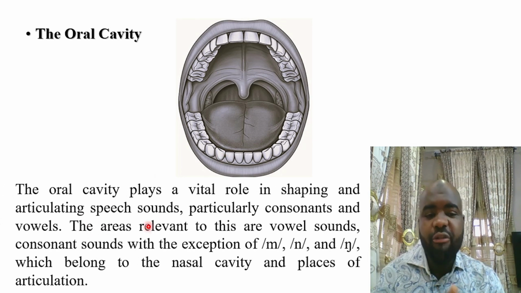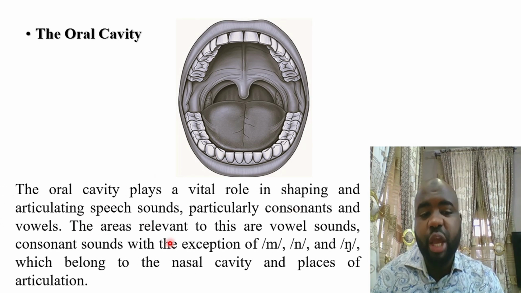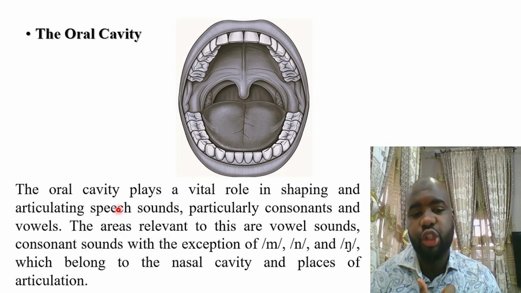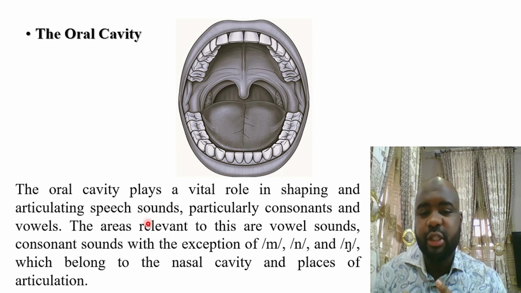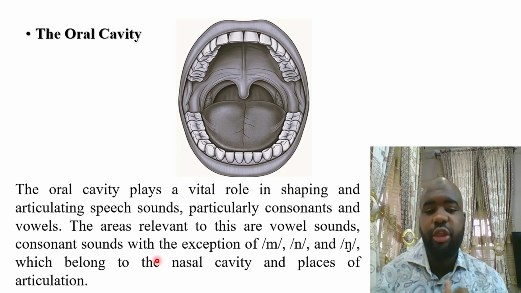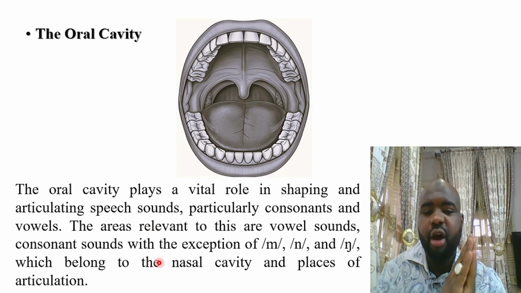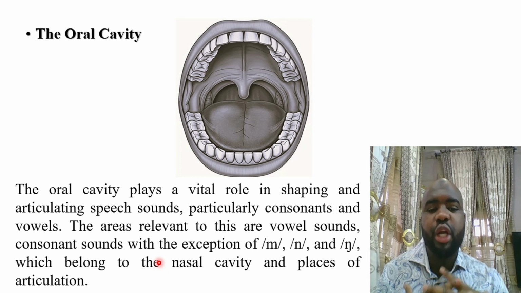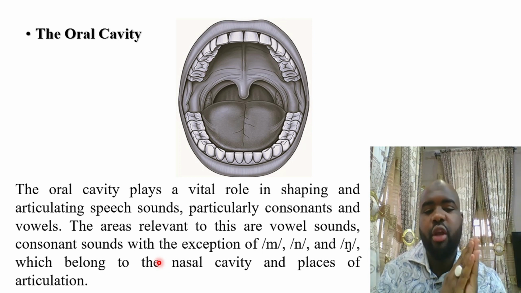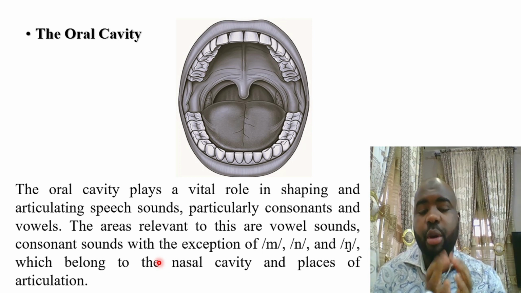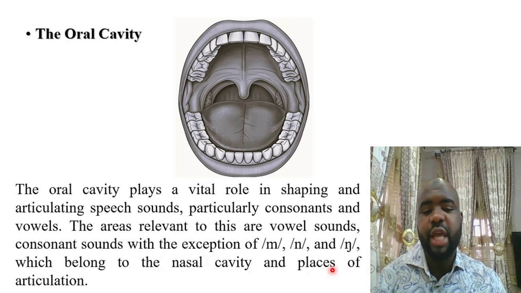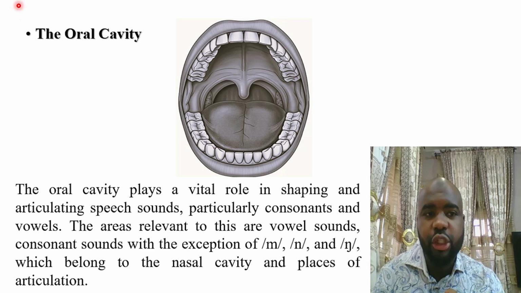So the oral cavity plays a vital role in shaping and articulating speech sounds, particularly consonants and vowels. The areas relevant to this are vowel sounds and consonant sounds, with the exception of ma, na, and engma, which belong to the nasal cavity, and places of articulation.